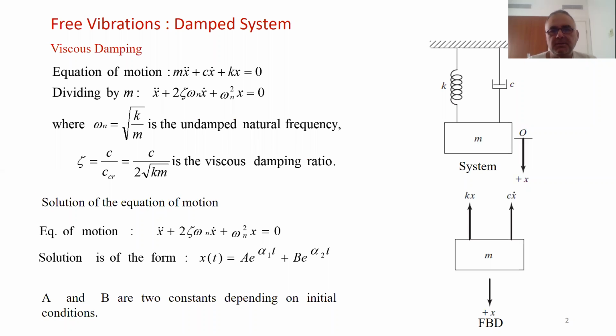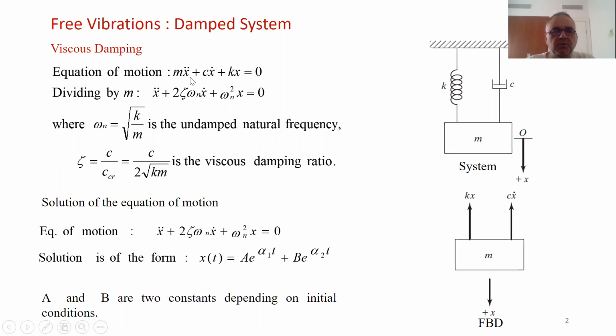Previously, we looked at the undamped 1 degree of freedom system and found the solution for vibrations. Now we will increase the complexity a little bit and look at the damped system, in which we will be modeling the energy dissipation. Energy dissipation will be modeled by the damper element, in which the damping force is proportional to the velocity.